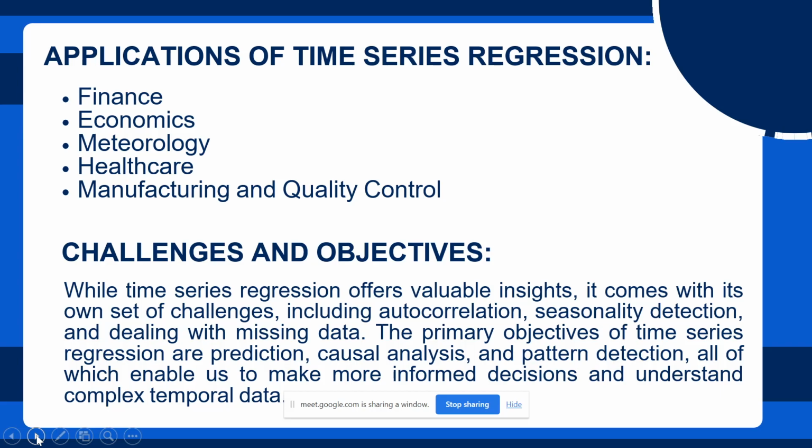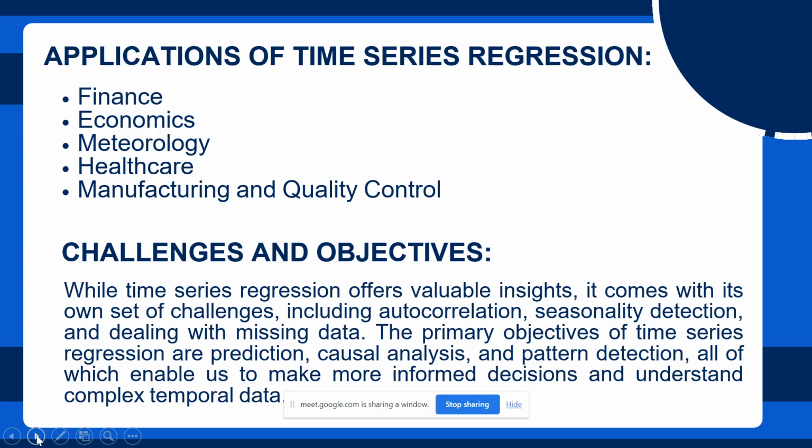And lastly is manufacturing and quality control. In manufacturing, time series regression is used to monitor and control product quality over time. It helps to identify patterns and factors influencing production processes, enabling adjustments to improve efficiency and product quality.